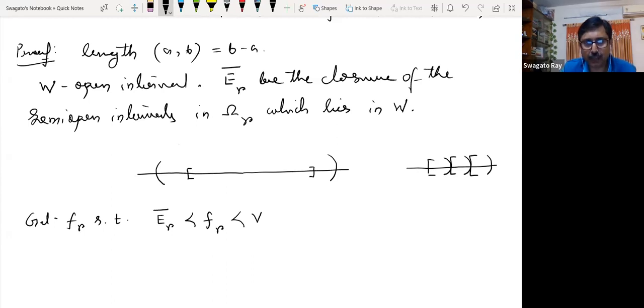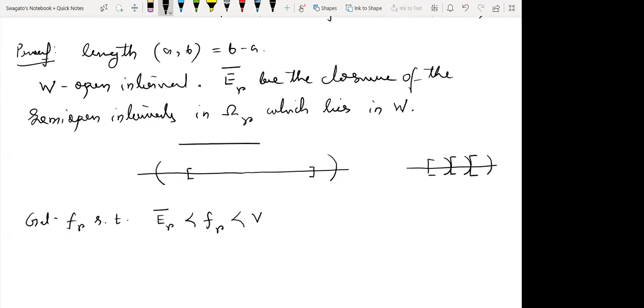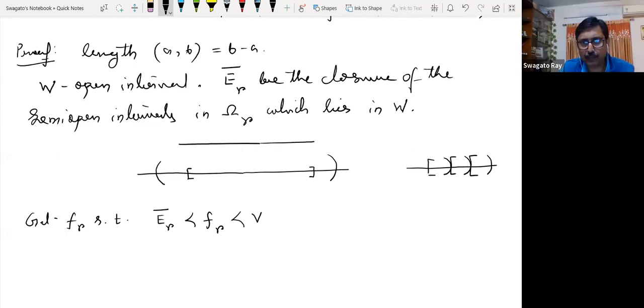So let me draw what FR looks like. It looks like this. It's 1, then dies down. This is the graph of my FR. Now, I know that FR is a compactly supported continuous function and 0 lesser equals to F lesser equals to 1. We do know that because this is what Urysohn's lemma supplies me.